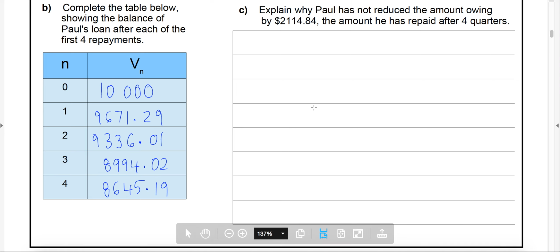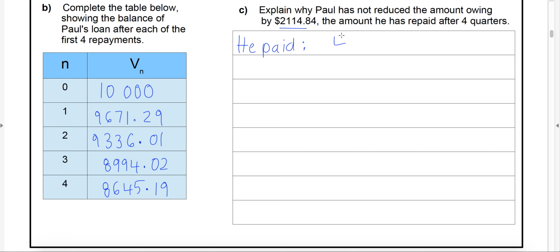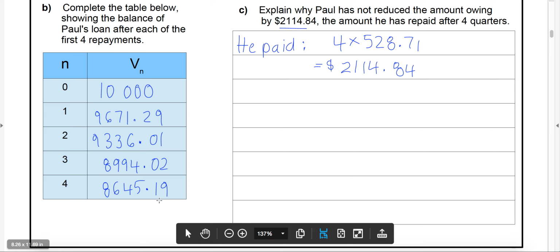Finally, we're just going to investigate a little bit about the interest in this scenario, because we're asked to explain why Paul has not reduced the amount he owes by this amount, by $2,114.84. So that's actually what he has paid back after 4 quarters, because he paid 4 payments of $528.71. So that's where this 2114.84 has come from. He paid them that. However, if we have a look over here, the amount owing right now is 8645.19.